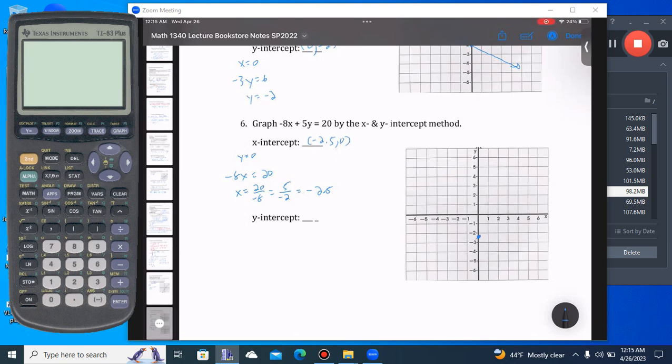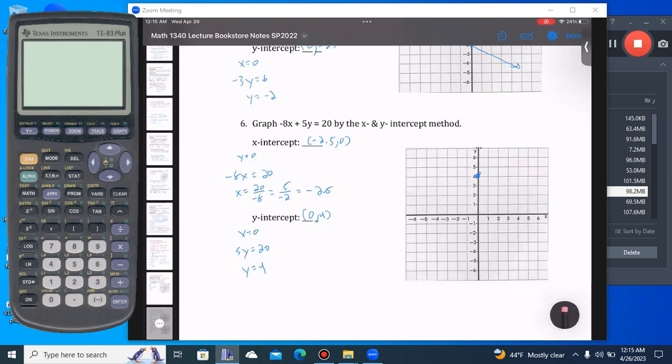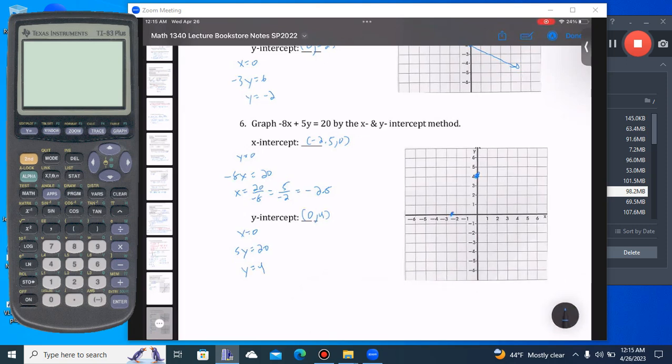And then we let x equal 0 to find the y-intercept. So we get 5y equals 20, so y equals 4. (0, 4) is your y-intercept. I plotted down the y-intercept and -2.5. There's your line.